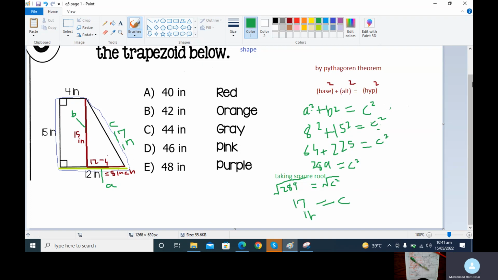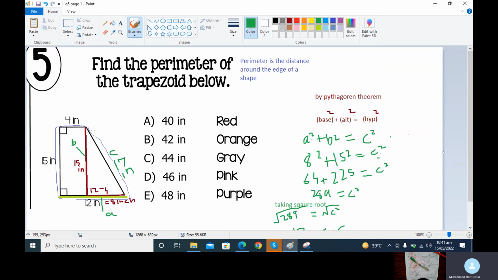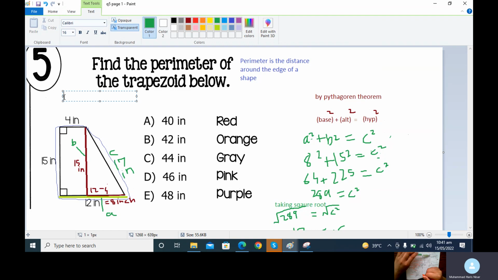Now our main question was to find the perimeter of the trapezoid. So we have found this side. The perimeter of a trapezoid is the distance around the edge of the shape. Just add all of these sides. Perimeter of trapezoid is equal to 4 plus 17 plus 12 plus 15. And you just add them together.